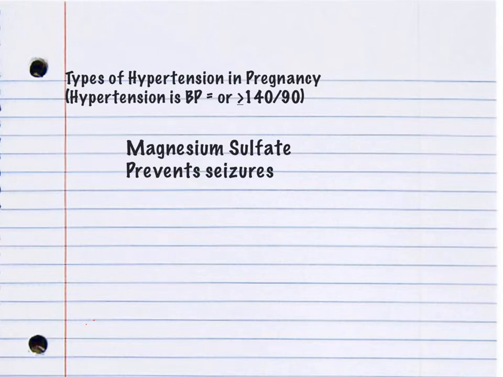So, magnesium sulfate. There may be other antihypertensives. They will be the same ones that we discussed in chronic hypertension. But if we are looking at a mom with severe hypertension or severe preeclampsia or features of HELLP syndrome, we're going to use mag sulfate. And what we're doing is a therapeutic toxicity. It's really not toxic, and we'll sort of talk about some numbers.